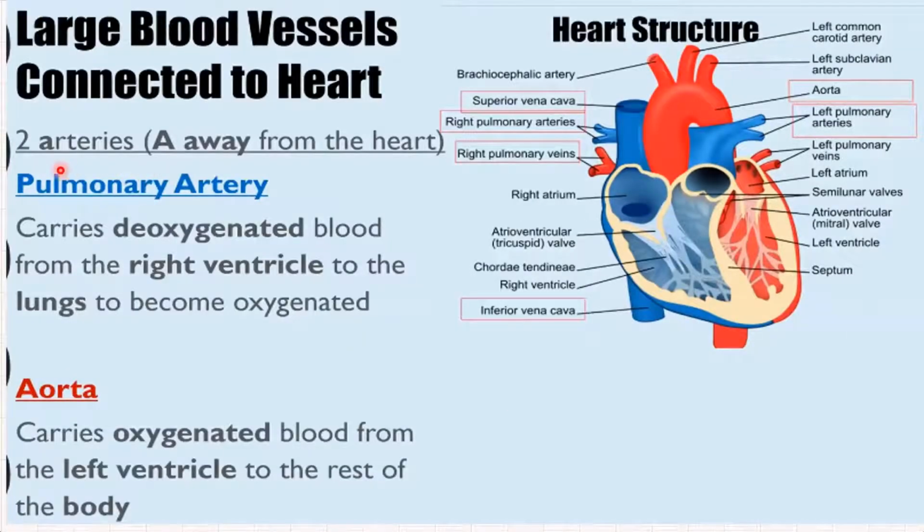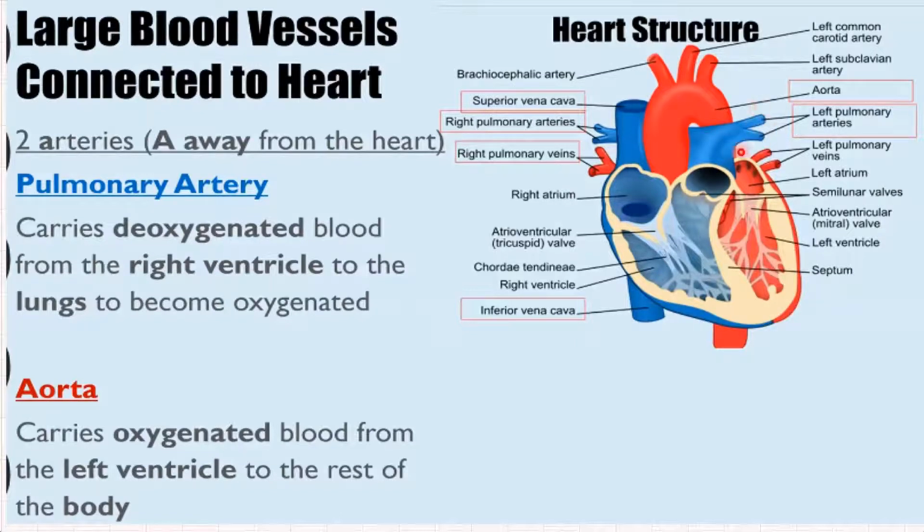Again, just as I was saying, artery starts with an A, so A is away from the heart. So we have two arteries, the pulmonary artery, right? So this here is a pulmonary artery. The left pulmonary artery would be carrying deoxygenated blood from the right ventricle into the left lung, and the right would be carrying deoxygenated blood to the right lung, to be oxygenated. So these are the pulmonary arteries: the right pulmonary artery and the left pulmonary artery.